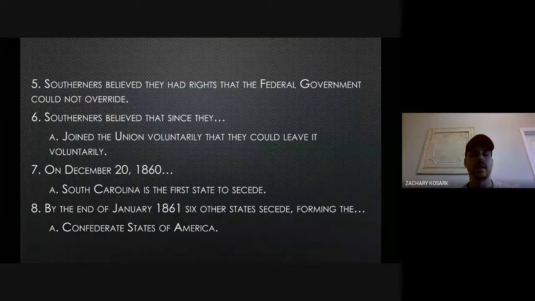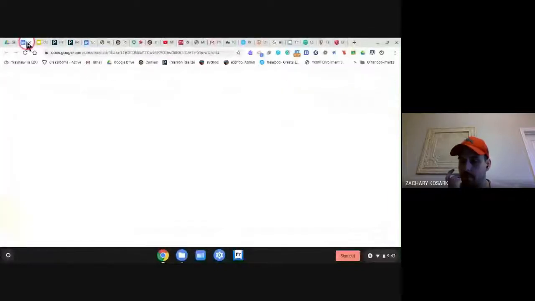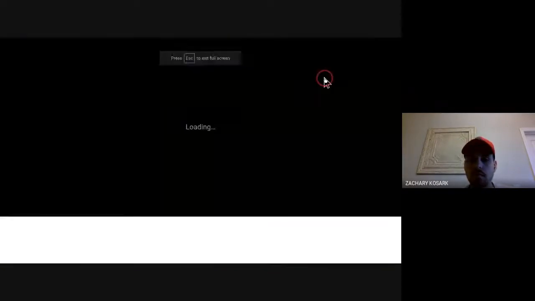So if you look back at the election map, South Carolina down here in the green, what we'll see is that 6 more of these states also decide, hey, we're not doing this anymore. We're getting out of here. So back to this.